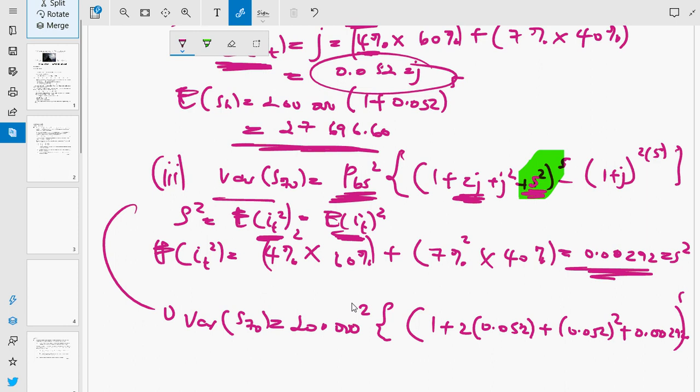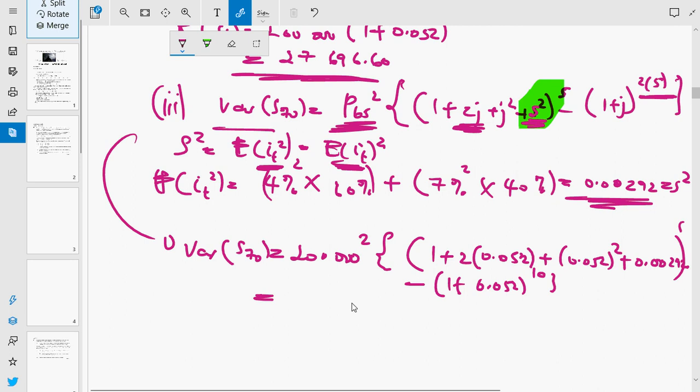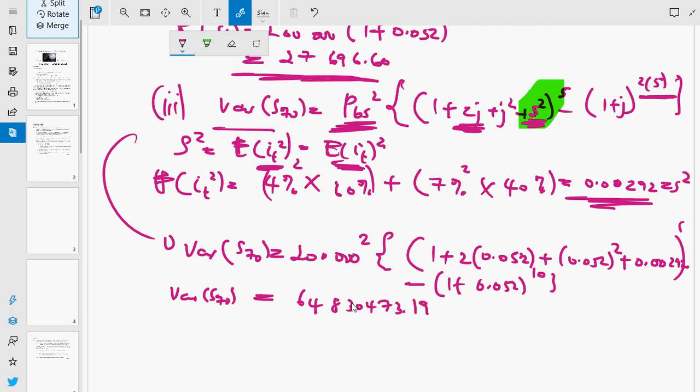Close that, raise it to the power 5, and subtract 1 plus your j, which is 0.052, to the power 10. Remember here, 2 times 5, which is 10. You punch this in your calculator, which I'm sure you can do. And you're going to get the variance of S70 to be equal to 6483047.19.